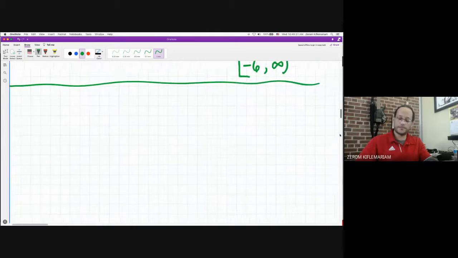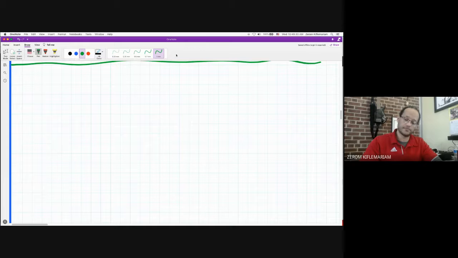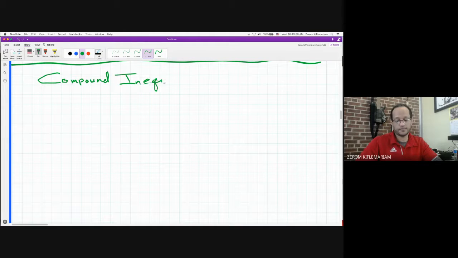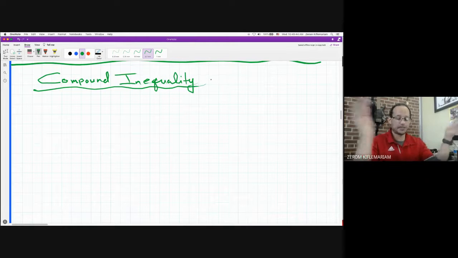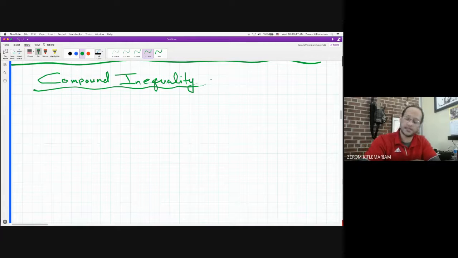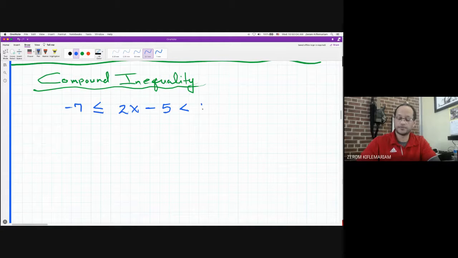The next one will be compound inequality. Compound inequality is basically when you have more than one inequality sign in a given question. So if I have, let's say, -7 is less than or equal to 2x minus 5, less than 16. If this is given, this is known as a double inequality.